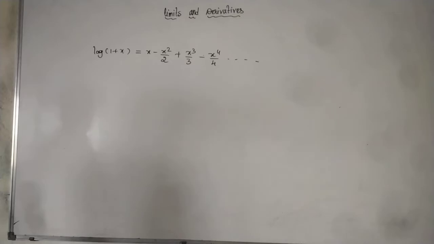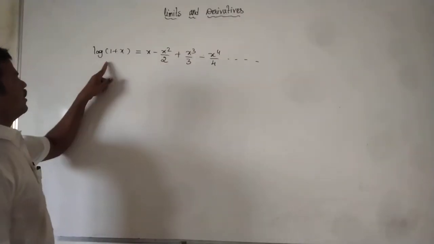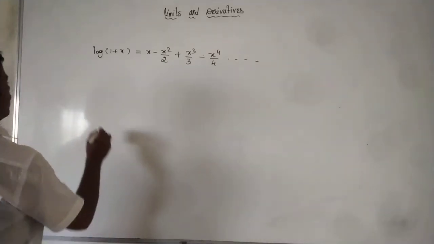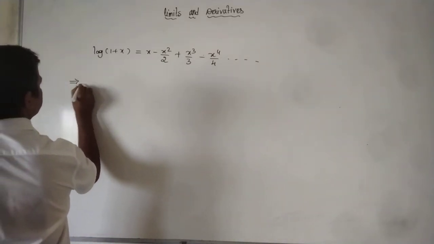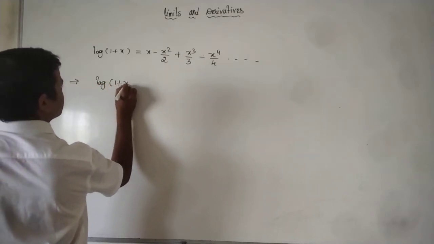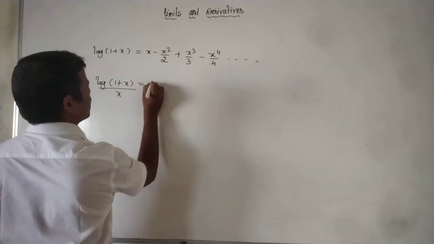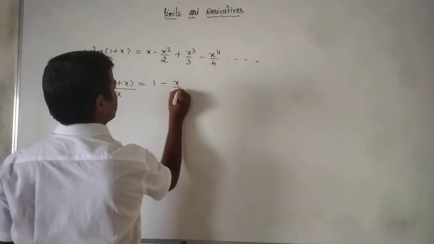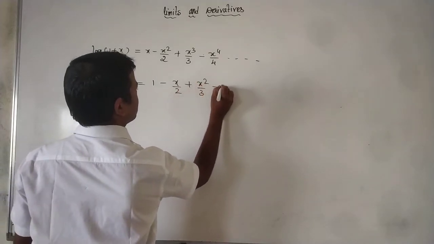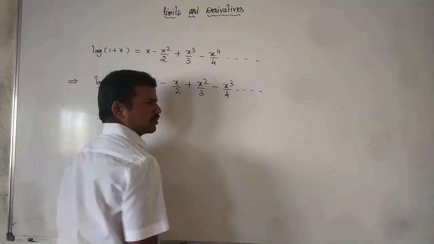minus x square by 2 plus x cube by 3 minus x4 by 4, so on. We have this. Agree? So here what do we do, divide by x on both the sides. We divide both sides by x. What happens, tell me, limit. So that is log 1 plus x divided by x is 1 minus x by 2 plus x square by 3 minus x cube by 4, so on.